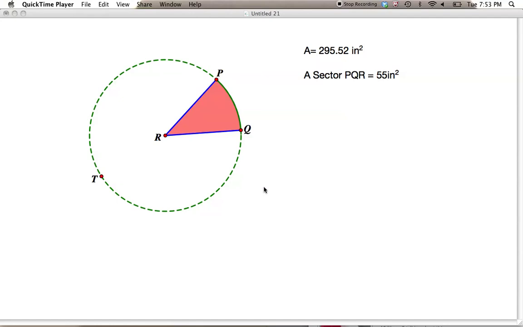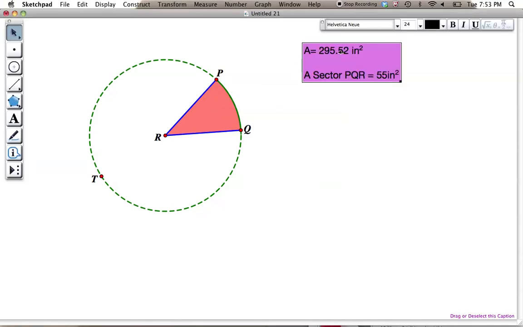We are now talking about homework 11.5, problems 14 through 19. In 14 through 19, you're given that the area of a circle is 295.52 inches squared. You're given that the sector PQR of the circle has area of 55 inches squared. In number 14, you're asked to find the radius of circle with center R.